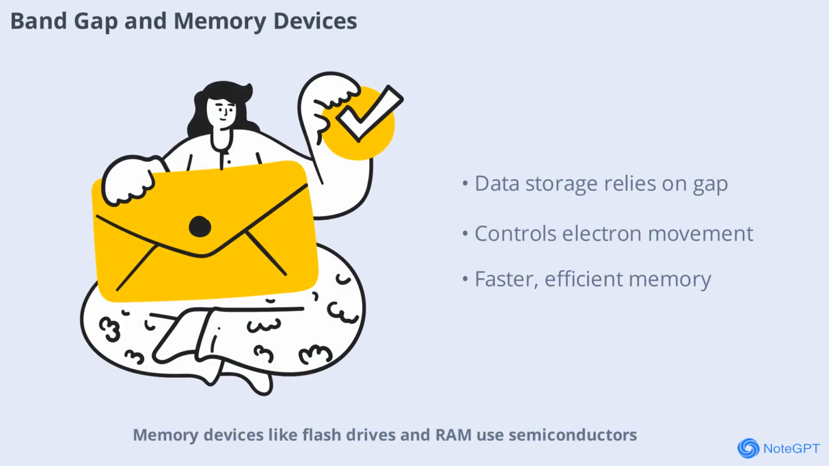Memory devices like flash drives and RAM use semiconductors with carefully engineered band gaps to store and retrieve data. The band gap controls how easily electrons can move and be trapped, enabling reliable data storage. Advances in band gap engineering are leading to faster, more efficient, and higher capacity memory technologies.